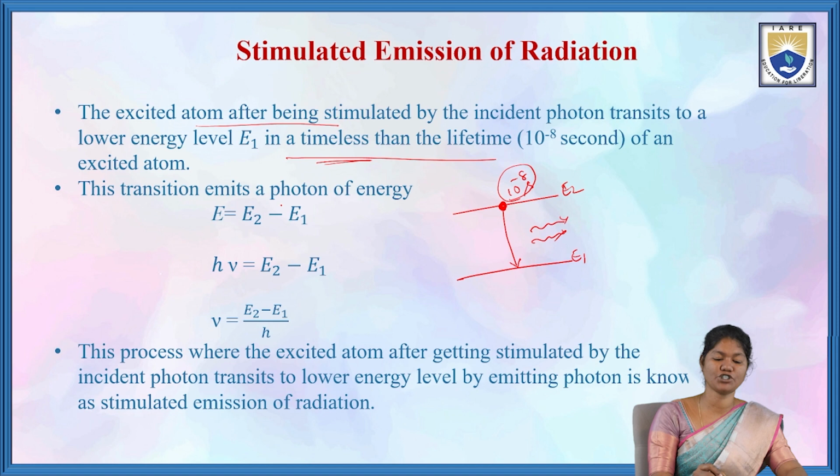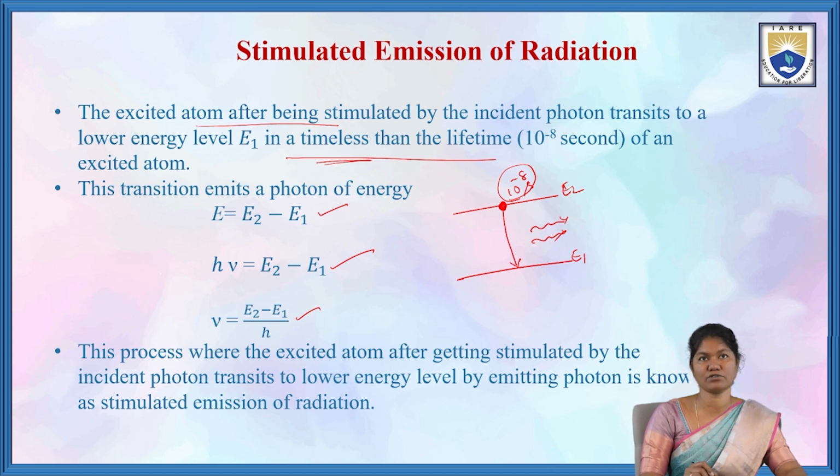So this transition emits photons of energy hν, that is, E is equal to E2 minus E1, hν is equal to E2 minus E1, ν is equal to (E2 minus E1) by h. h is nothing but Planck's constant, ν is the frequency, and E1, E2 are the energy levels. So this process, where the excited atom after getting stimulated by the incident photon transits to a lower energy level by emitting a photon, is known as stimulated emission of radiation.